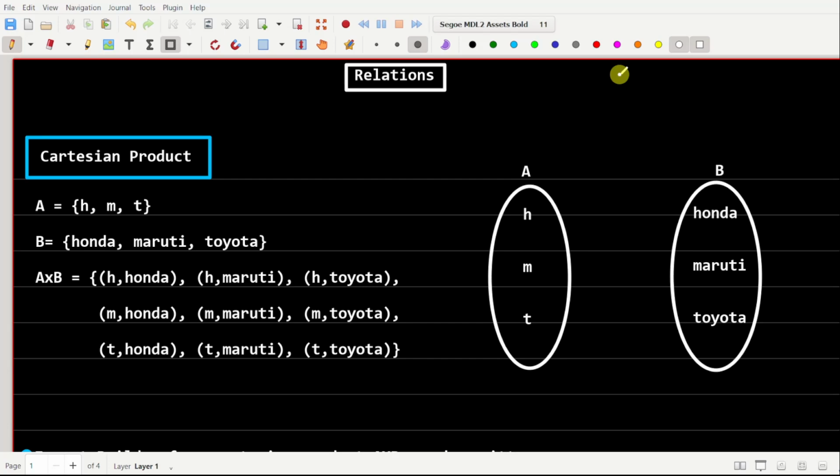Hello children, today we will start a new topic called relations. So in real life we have got many relations like A is a father of B, C is a daughter of D, a relation between a teacher and a student, right? So we have got a number of relations in real life.